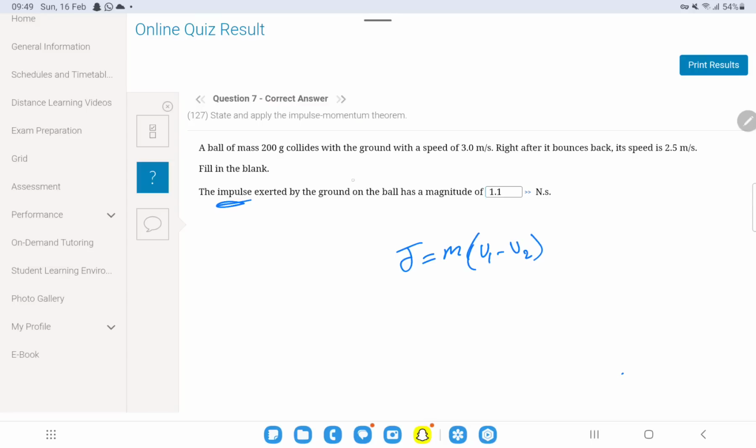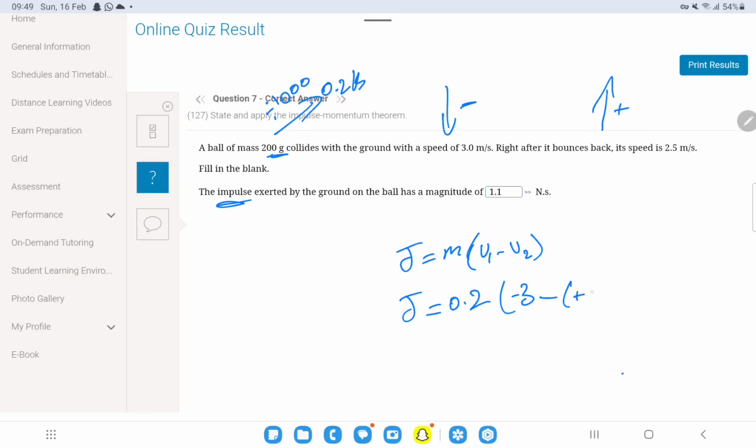Here the ball first is going down, so it's in the negative sense, and then it bounces back up, so it's positive. Mass is 0.2 because it's given in grams, so in kilograms you divide by 1000, and V1 is minus 3, minus plus 2.5.